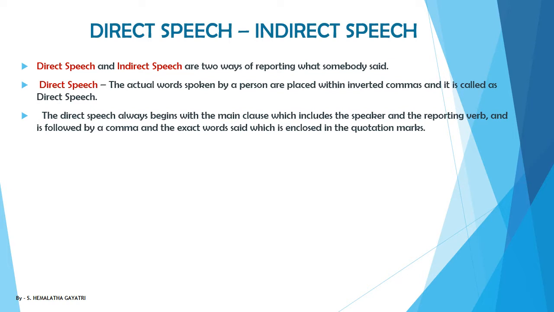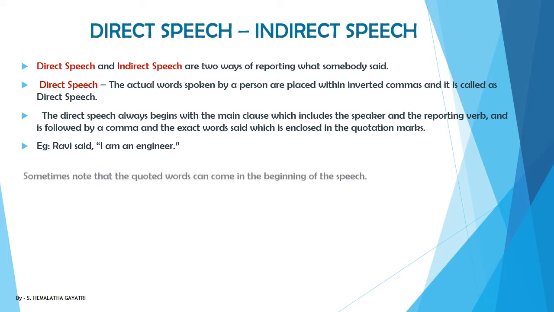Okay, let's know from an example. Ravi said, "I am an engineer." So "Ravi said" will be the main clause, where Ravi is the subject or the speaker and said is the reporting verb, and after that, as it is said, it is followed by a comma. And what are the exact words of Ravi? They are present within inverted commas. He is saying that "I am an engineer." Okay, so this is the direct speech sentence. You have to identify this comma, quotation marks, everything well placed. So that will be a direct speech.